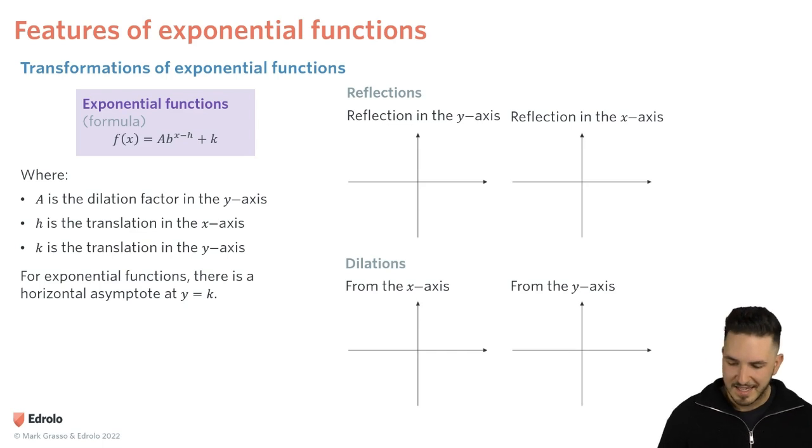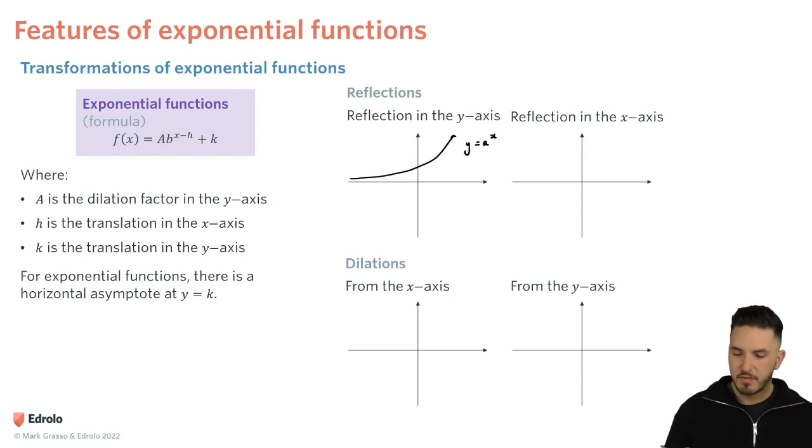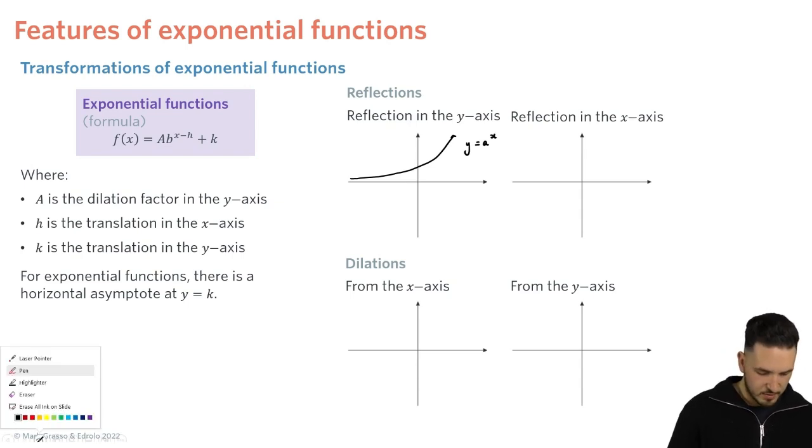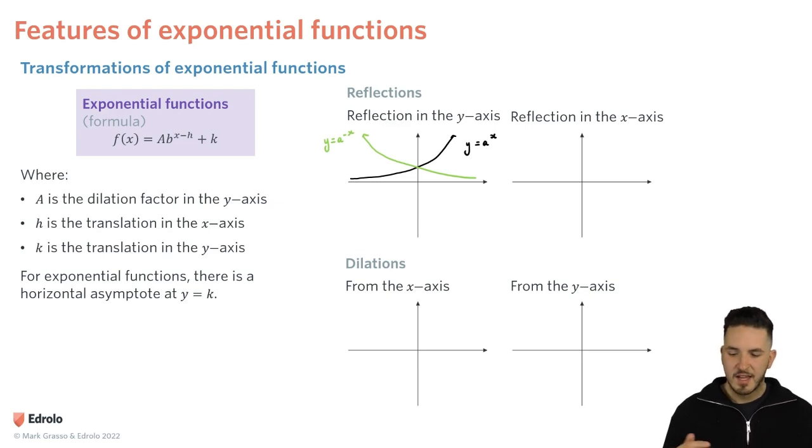So looking at a reflection in the y-axis, let's start with the original graph of y equals a to the x. And again, I apologize for that wonky graph. So what would a reflection in the y-axis look like? I'm going to do this with a different color. Let's go with a green. So we would have, and again, going through that same asymptote, same shape, purely just a reflection. And this would be y equals a to the power of negative x. So again, there's a negative at the front of that x.